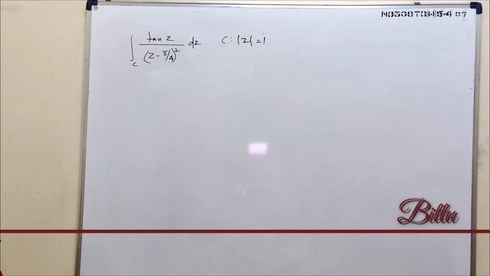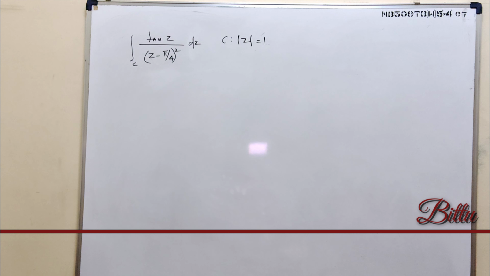Next, consider another interesting question. Evaluate integral over C tan z by z minus pi by 4 the whole square dz, where C is mod z equal to 1. It is also a previous university question, and most of the students have some difficulty while evaluating the residue. Here the circle is the unit circle. You are familiar with that circle.